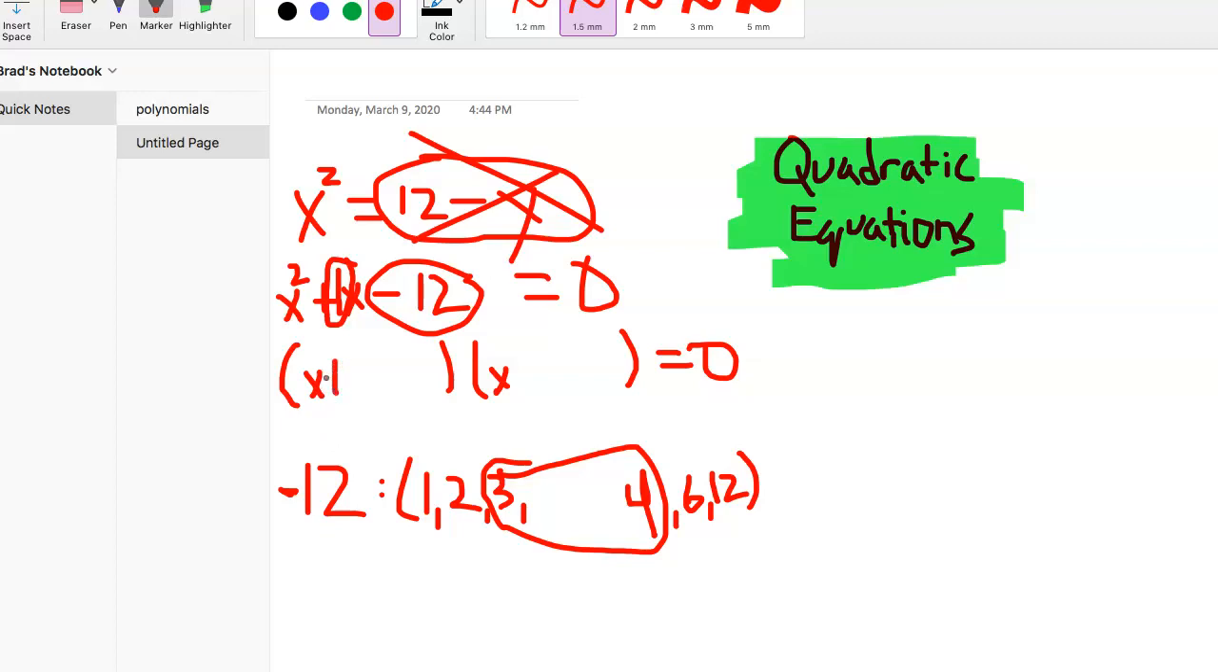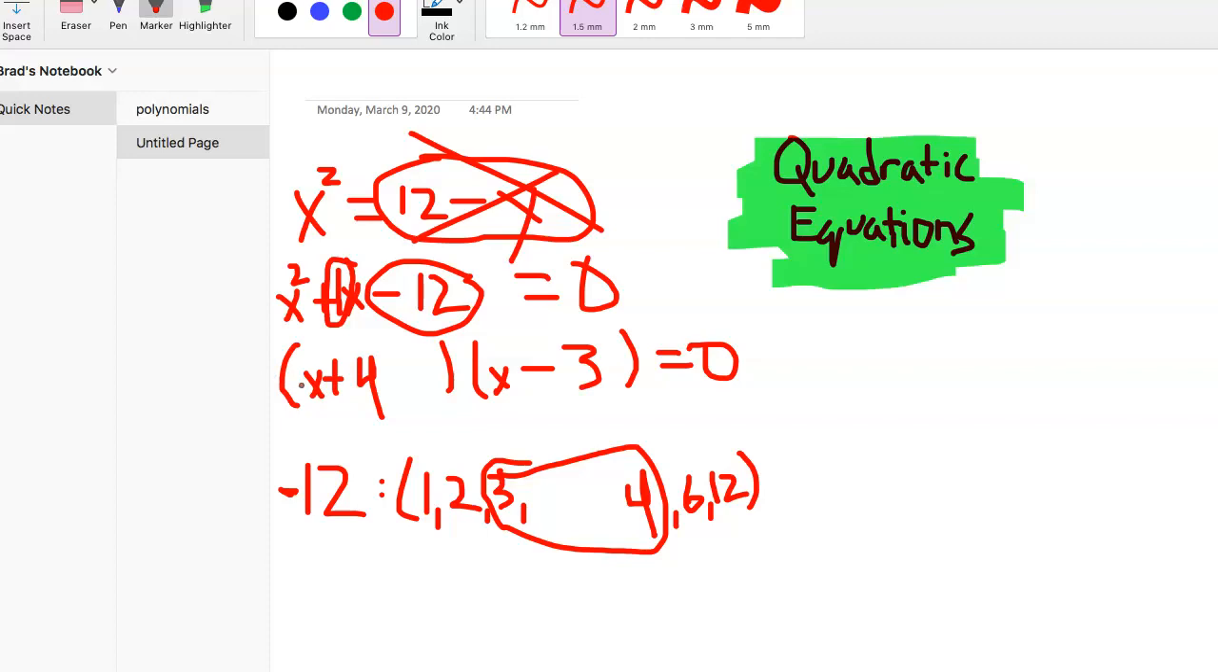So if we have x plus 3, whoops, did it wrong. It's easy to make a mistake. x plus 4 times x minus 3. That's going to be our guess, right, and then we'll test it out. Okay, x plus 4, x minus 3.